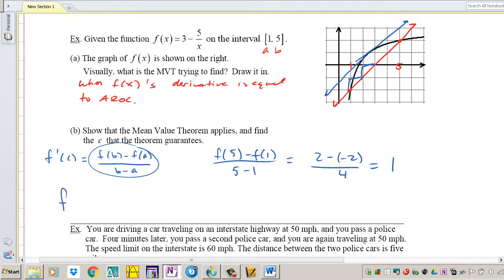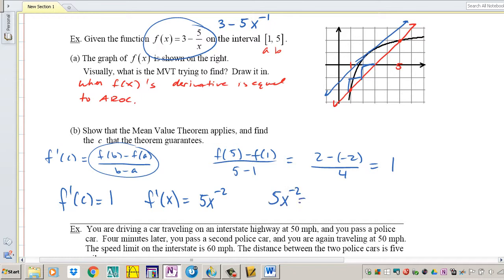So now what I need to do is find the C at which the derivative is equal to 1. That means take the derivative of f and set it equal to 1. Let me rewrite this as 3 minus 5 to the negative first, 5x to the negative first. So my derivative is 5x to the negative second.